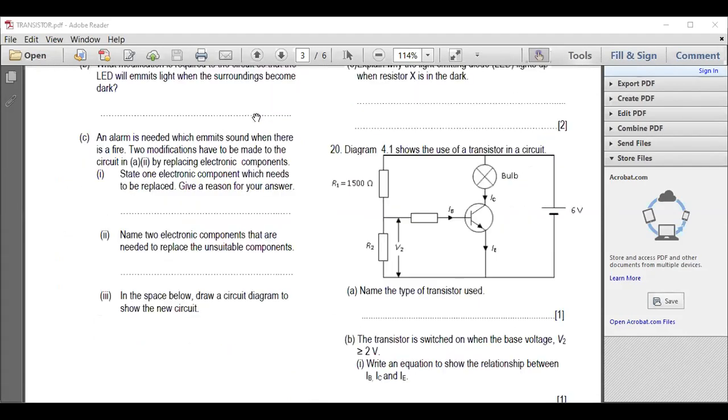So you can choose either one lah, because they only ask one, right? So one component that needs to be taken out, you can say LED, because it cannot emit sound, or LDR, because it cannot detect heat.